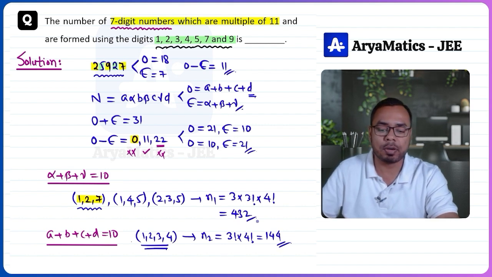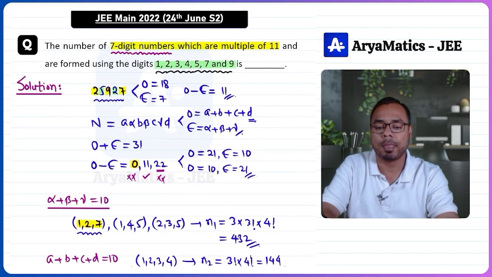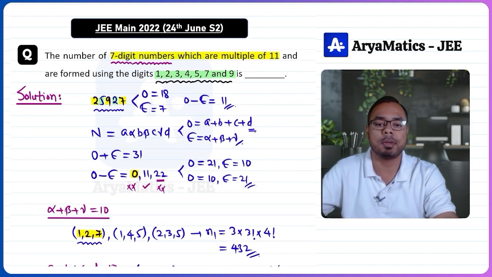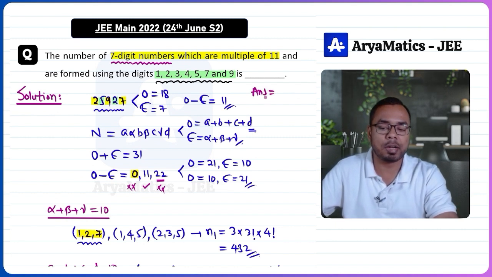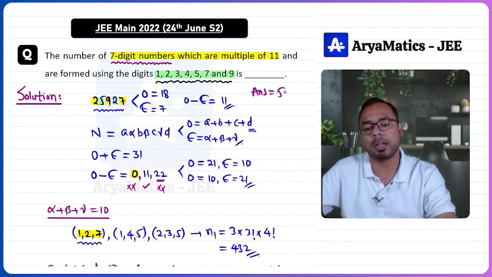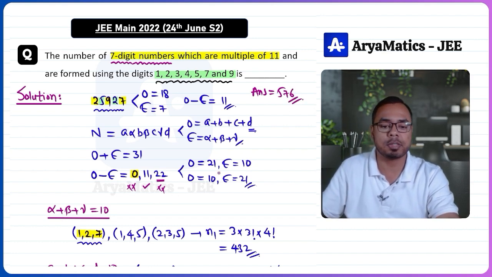So in the first case, we got 432 numbers. In the second case, we get 144. And therefore, our final answer will be the sum of these two. So 144 plus 432, that will be 576. And therefore, that should be the correct answer for this problem.